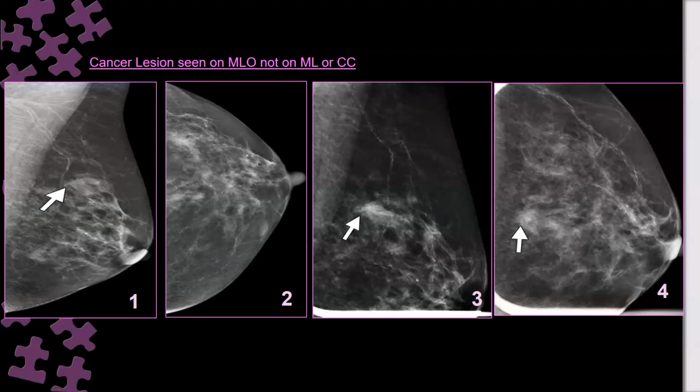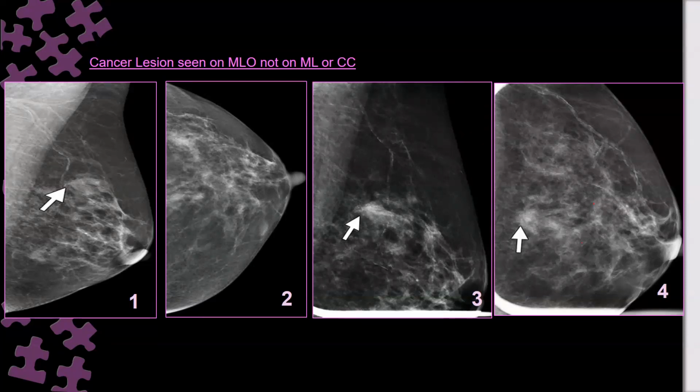This is a spot magnification view. Spot compression, compression mammogram, focal compression, all these are alternative names for the same view. I told you last time.